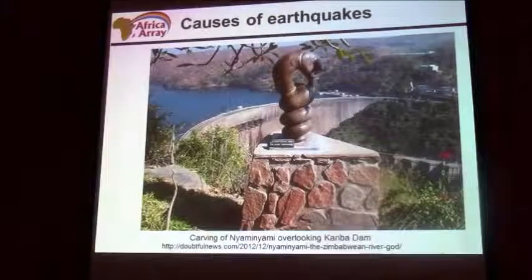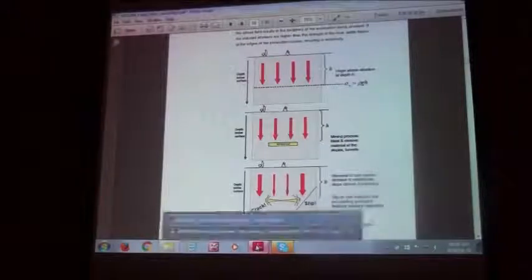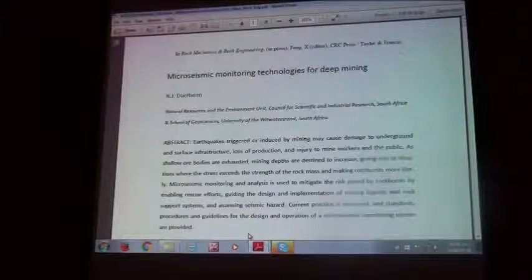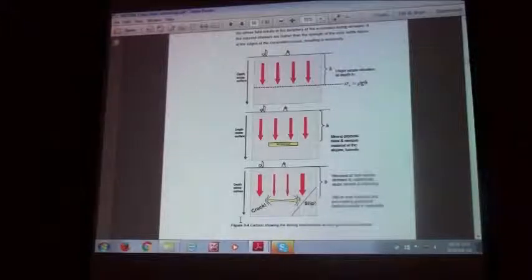Right, what I'm going to be doing is passing around a flash drive with some documents. One of the documents is a chapter for a book on rock mechanics and rock engineering, which is in press right now, published by Taylor and Francis. I was asked to write the chapter on microseismic monitoring. It goes into a fair amount of detail, and I'll be using that partly to cover the material. The other document is some course notes which we use to teach our mine seismology course.